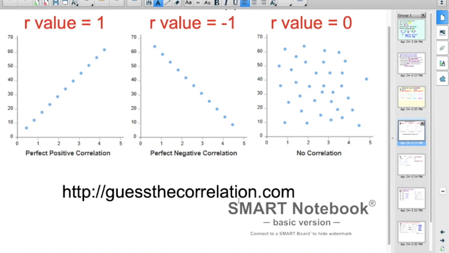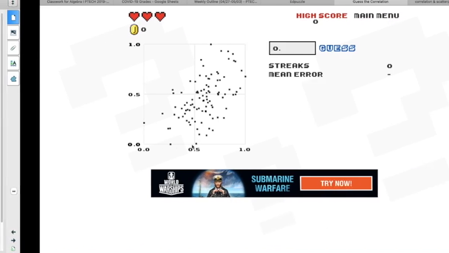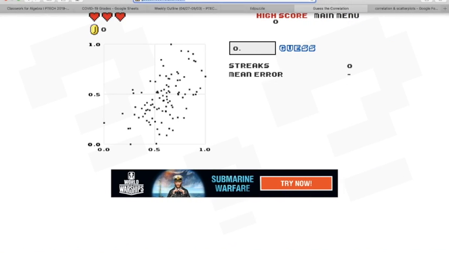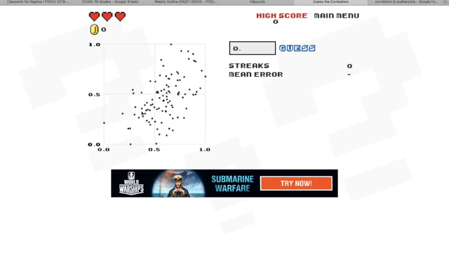And then I really like this website here, guessthecorrelation.com. If you go to that, you type it in, you hit new game. It's kind of like a Mario theme, and you can guess what the correlation value is. It gives you this nice little graph here. And as I look at this, you can tell that it's a positive correlation because from left to right it's going up. But it's not a very strong correlation because the dots are all scattered about.